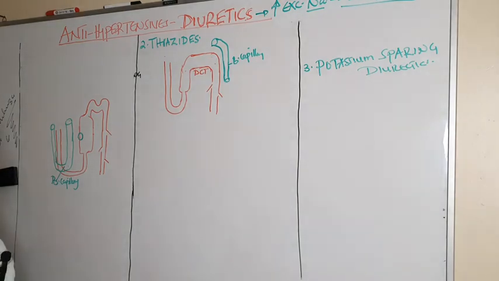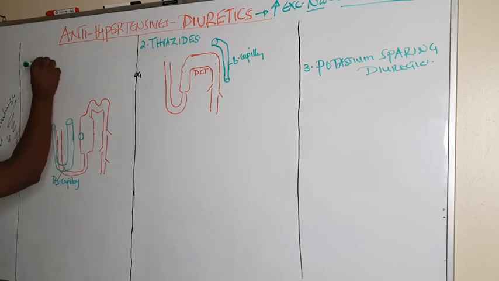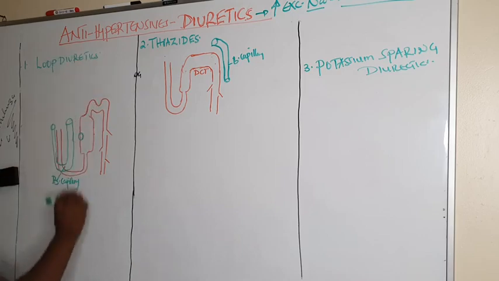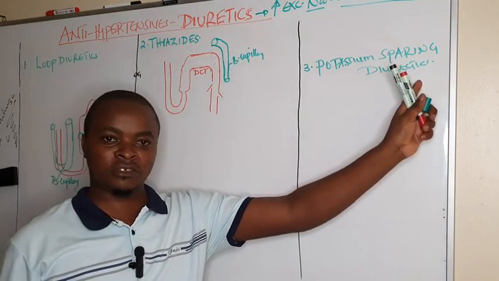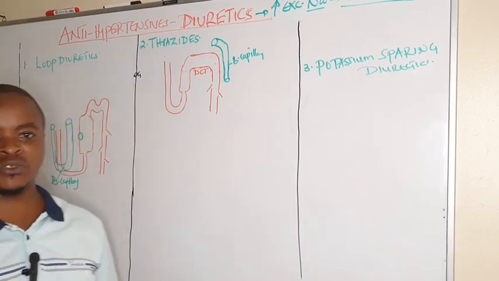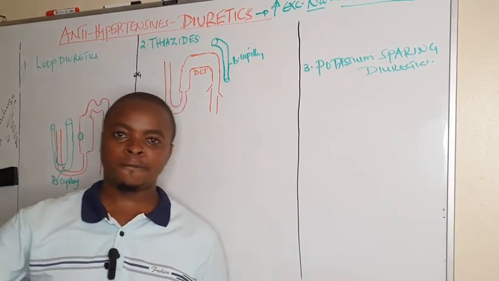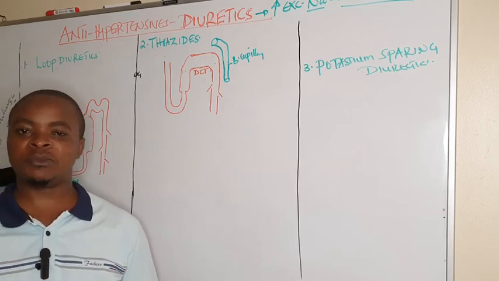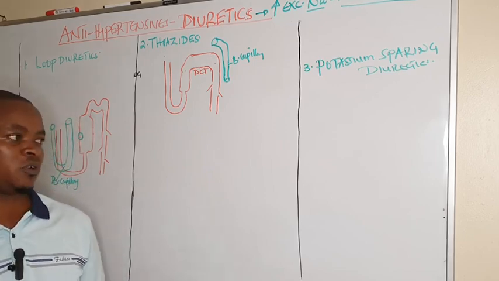There are three classes, which include, number one, loop diuretics. Then number two, we shall look at the Thiazides, and number three, potassium-sparing diuretics. So these are the three classes we are going to discuss in this session, where we are going to talk about examples of the drugs used, the mechanism of action, their indications, and adverse reactions. That is what we are going to discuss with you.